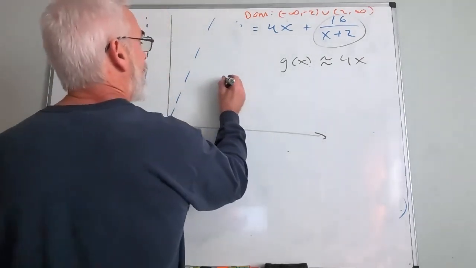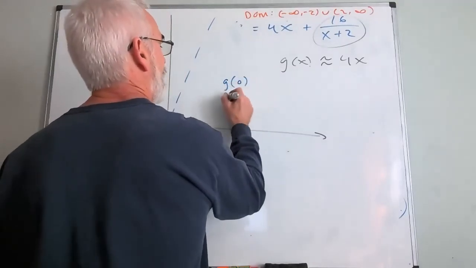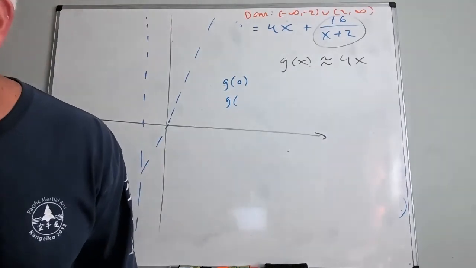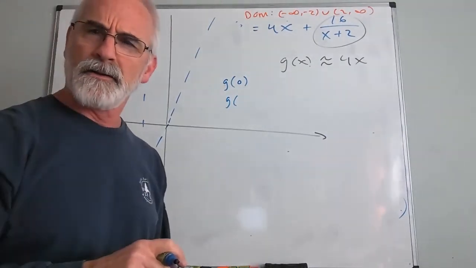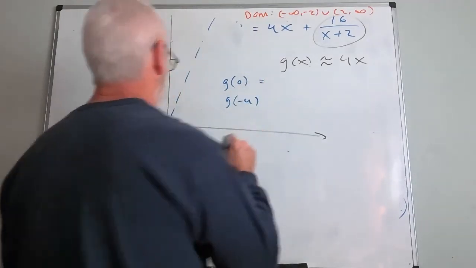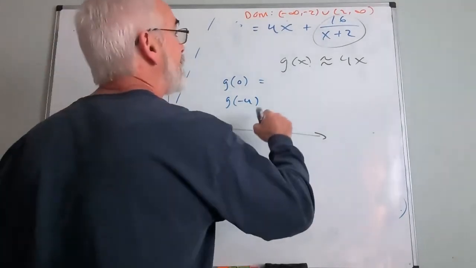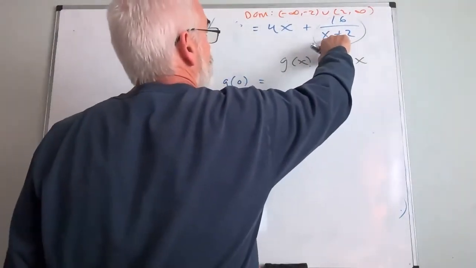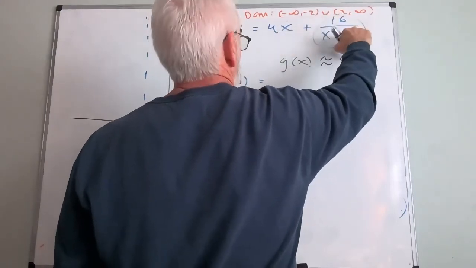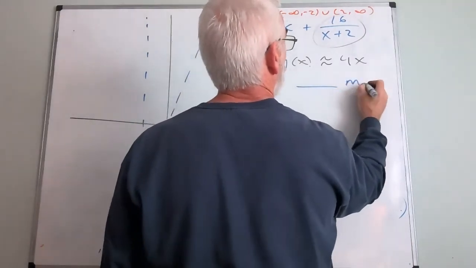Well, we did say g of 0 and g of, what was the other one? It was -4. Sorry, I erased it. Was -4 our other value? Yeah. Okay, we said that g of 0 was a minimum, and we said g of -4 was a max. Okay, what is g of 0? Well, that's easy. G of 0 is 0 plus 16 over 2, which is 8. We already know it's a minimum.